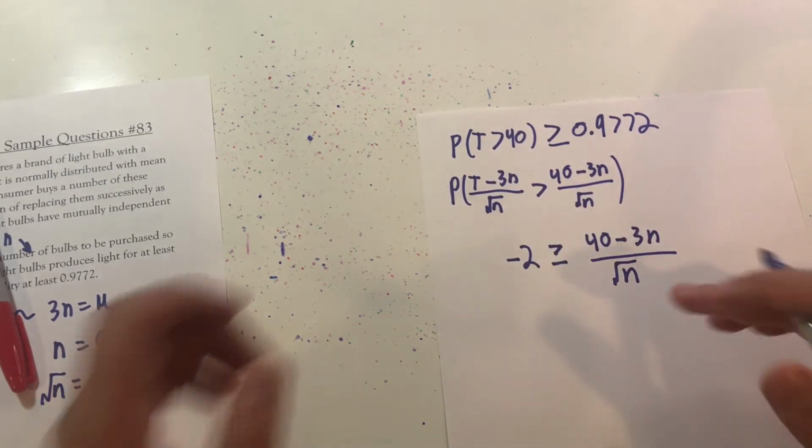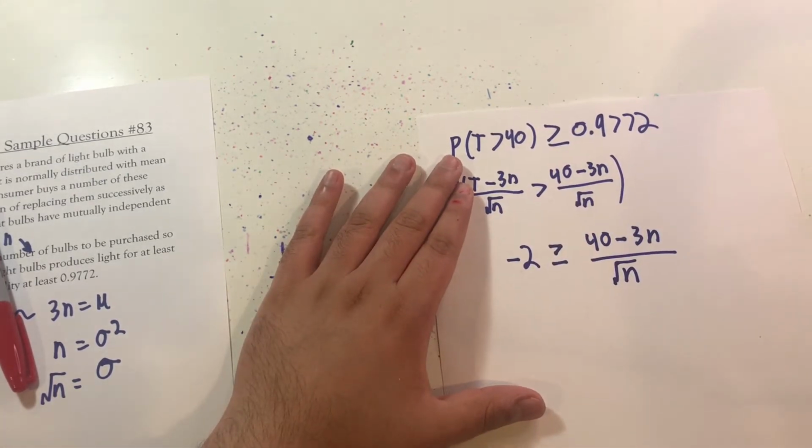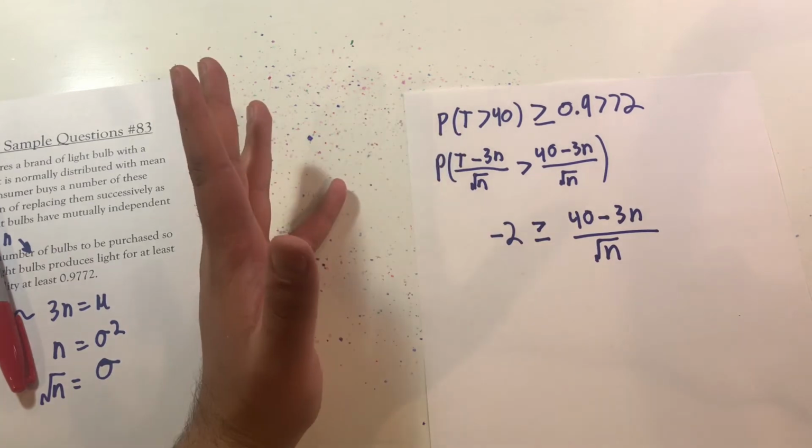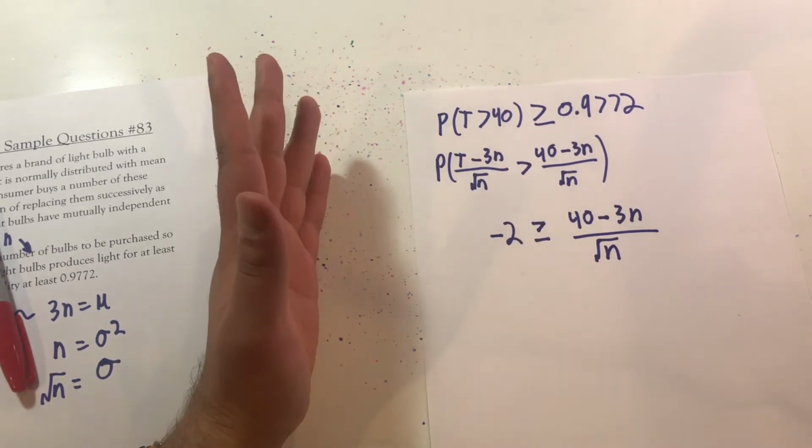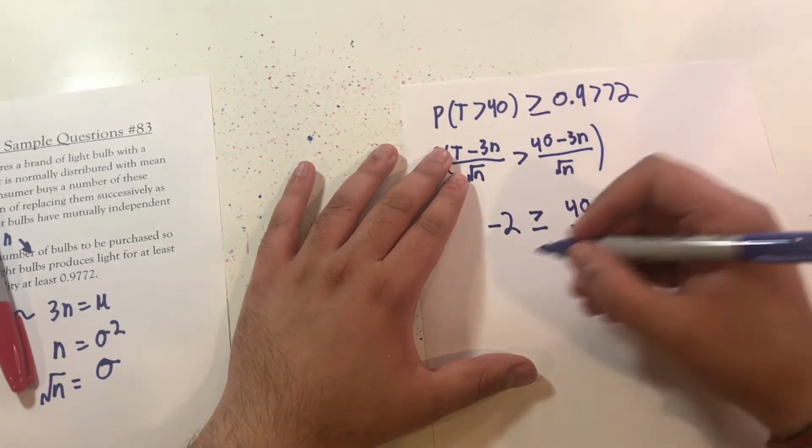Okay, so now we just have to solve. This is just algebra, right? This is just straight up algebra. We need to find a value for n such that this is true. I'm going to change this to an equal sign.